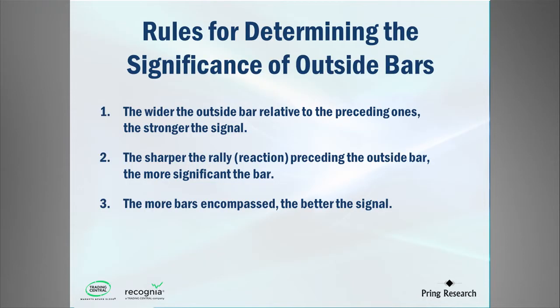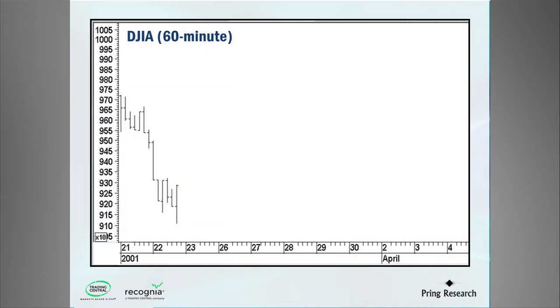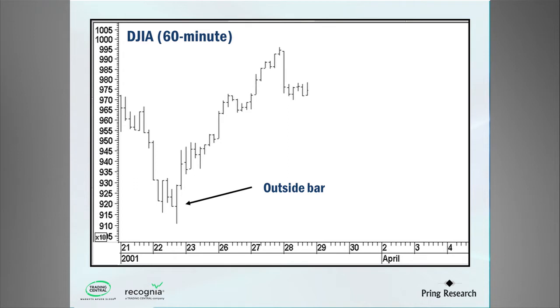The greater the volume accompanying the outside bar relative to previous bars, the stronger the signal. Now we're looking at a 60-minute chart for the Dow. At the end of the decline, we see a nice outside bar. And if I uncover more of the action, you can see that it was followed by a sharp rally.